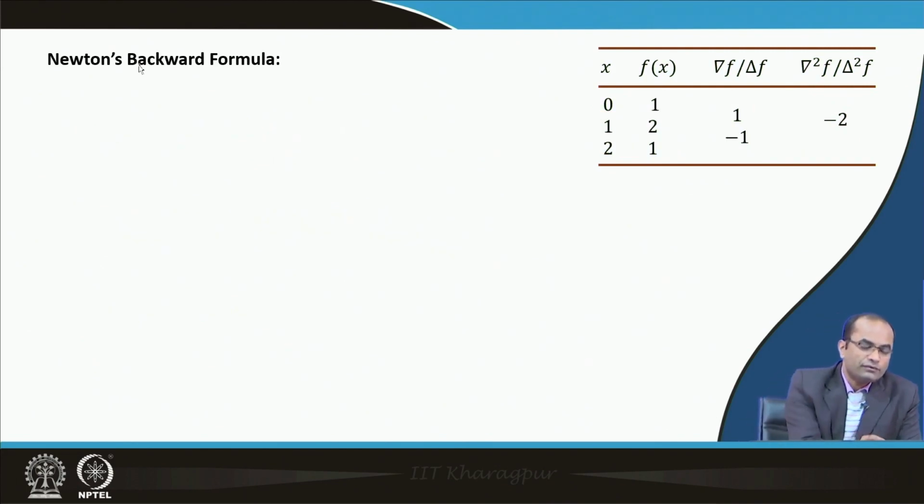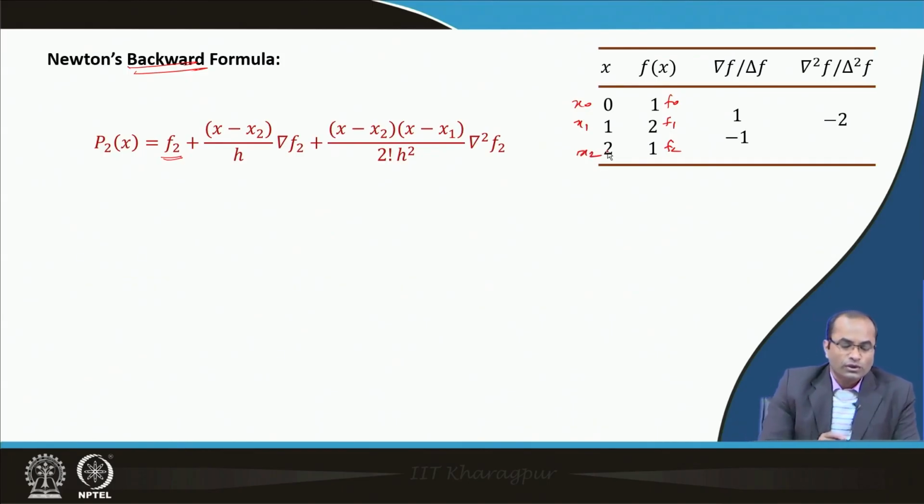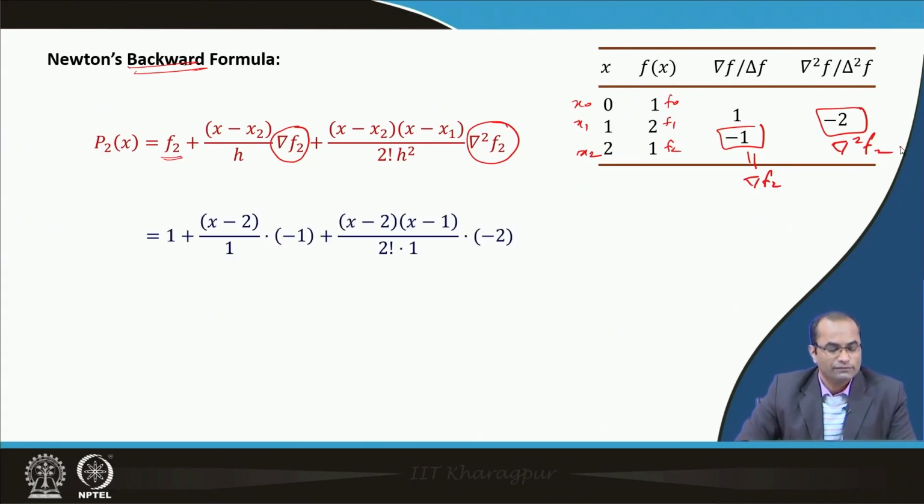Now, coming to Newton's backward formula. The formula looks like we have f 2 now instead of f 0, it will start from f 2 in the backward direction. So, here this is f 0, this is f 1 and this is f 2. So, this is x 0, this is x 1 and this is x 2. Now, these are the backward difference operator of order 1 and order 2, and these are the values. So, this first one is the backward difference of f 2 and this is the second order backward difference of f 2. So, these values we can now substitute in this formula and we can get the polynomial.